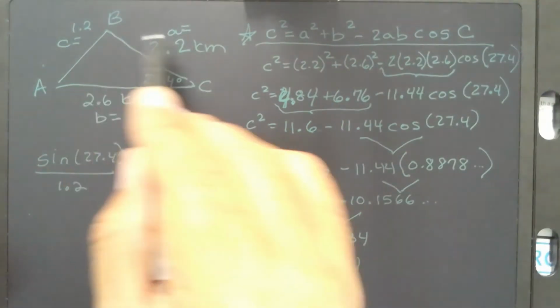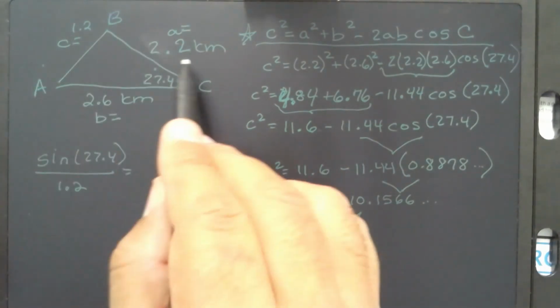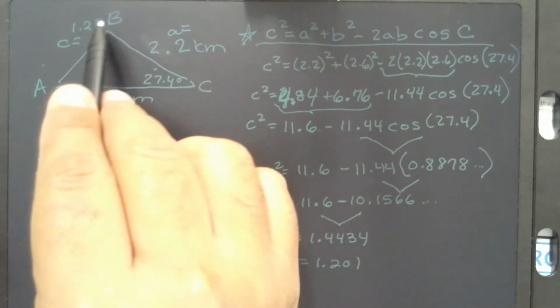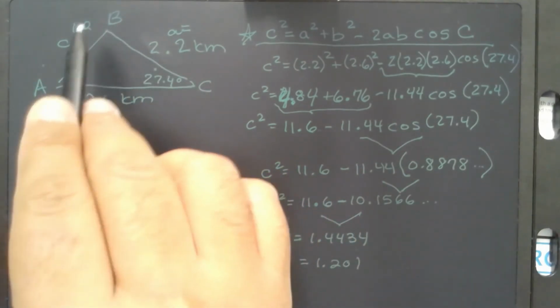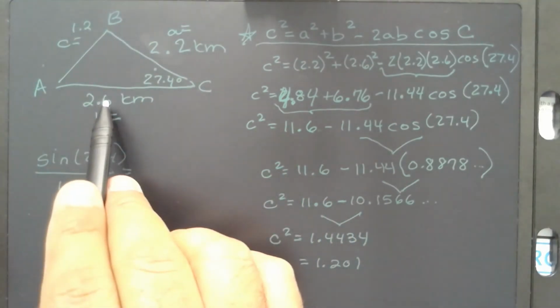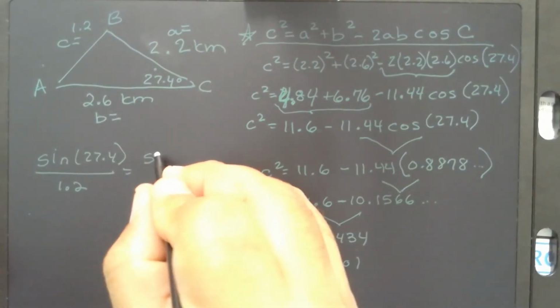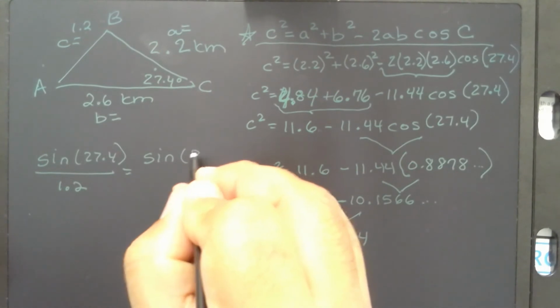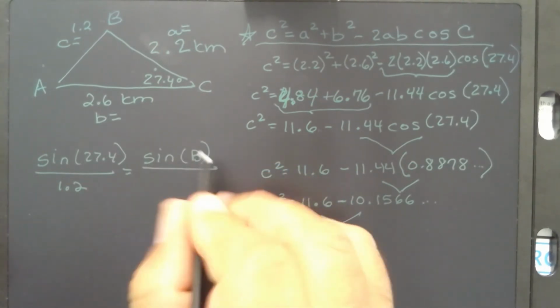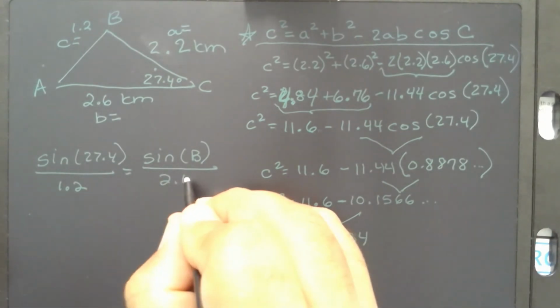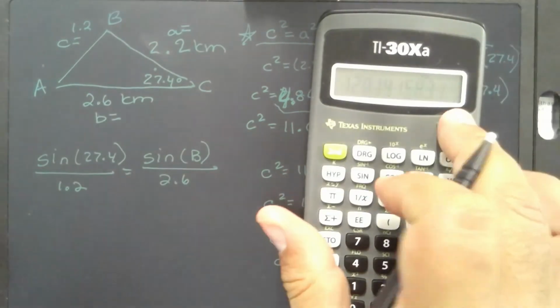Yeah, because we have the sides. If this is angle A, we have the opposite, which is what? 2.2. We have the little a. Or if we have angle B, we don't know what angle B is, but we have the other side. So let's go ahead and do B instead. So we'll have sine of B, which we don't know, over what? 2.6.